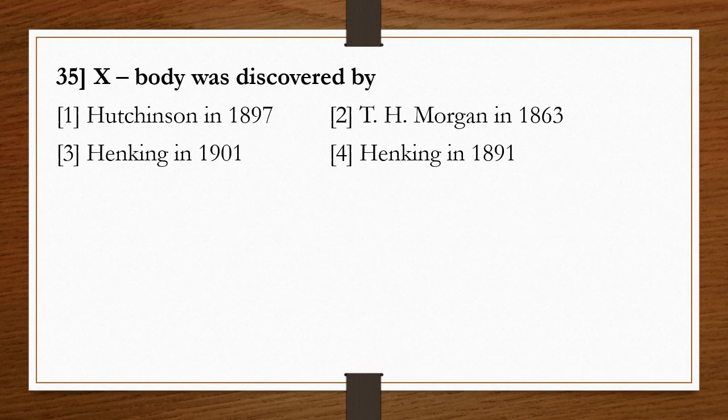Question number 35. X body was discovered by: option 1, Hutchinson in 1897; 2, T.H. Morgan in 1863; 3, Henking in 1901; 4, Henking in 1891. So it is a direct question, so directly we can go for the answer. X body was discovered by Henking in 1891. Option 4 is the correct option.